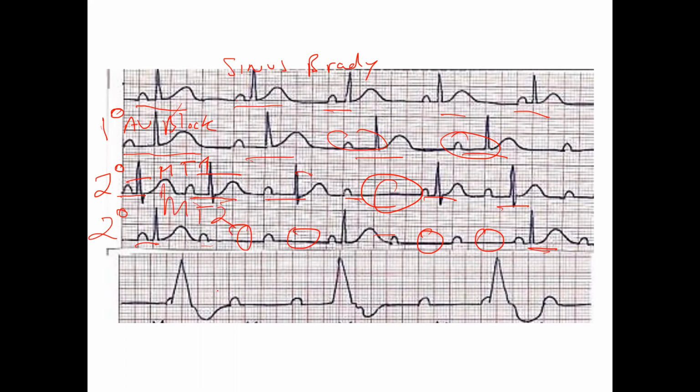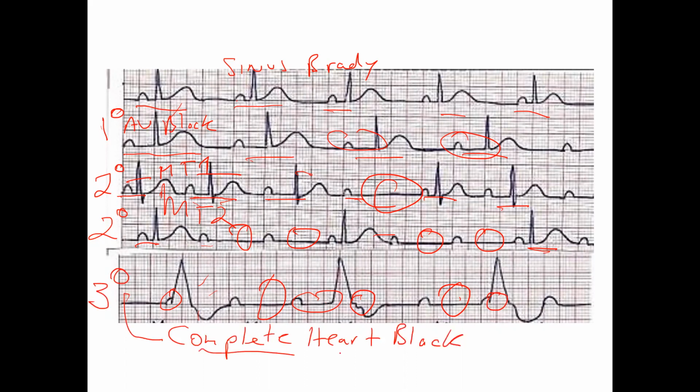Okay, the next one, there's P waves, they're all over the place. You do have missed QRSs, prolonged PR interval. This is a P wave right here. This is all wacky. Missed QRS here because this is a P wave, but you have wide QRSs. So what is this one? It's third degree AV block, right? Or complete heart block.